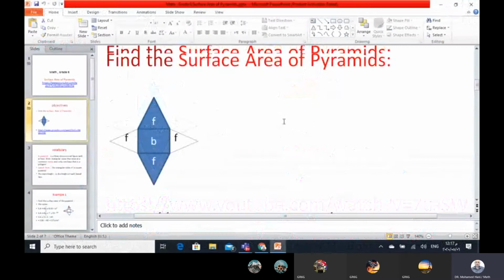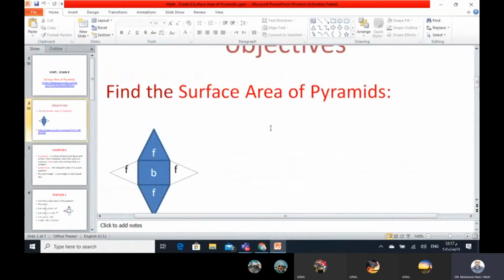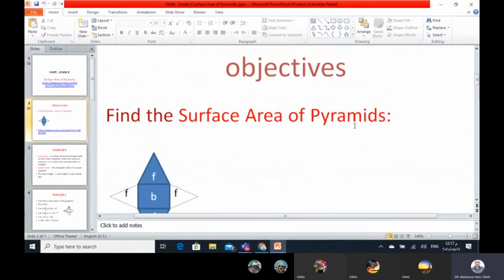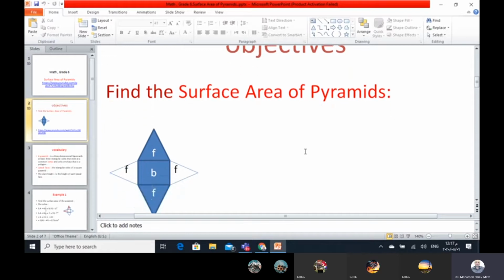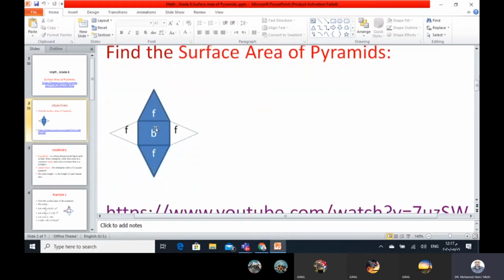So today we want to learn how to find the surface area of pyramids. As you see here in this figure, this is the open figure for the pyramid. The open figure of the pyramid includes the base. This is the base. As you see here, the base will be square or rectangle.